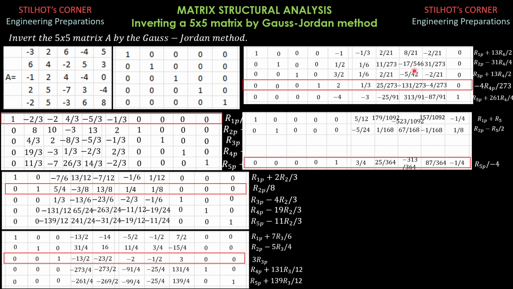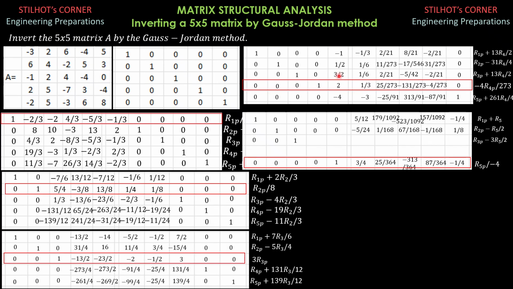Negative 17 over 273 minus 1/2 of 87 over 364. That's negative 1 over 168. 0 minus 1/2 of negative 1/4, so 1/8. Then for row 3, let's make this 0 here.